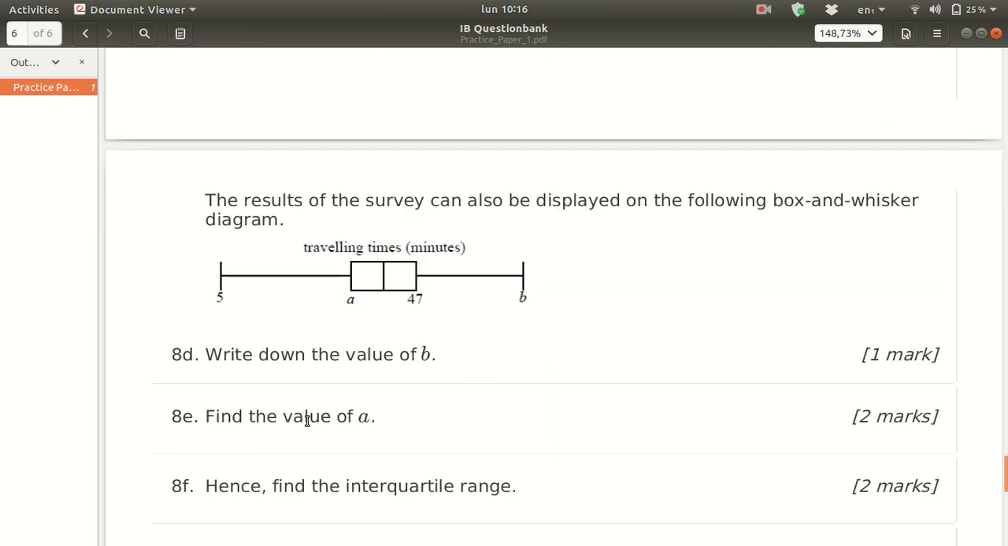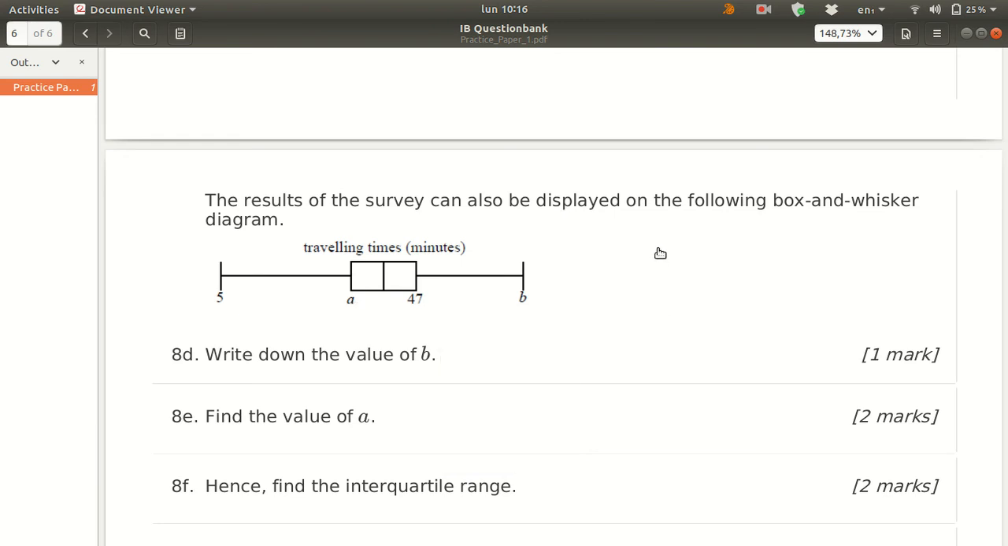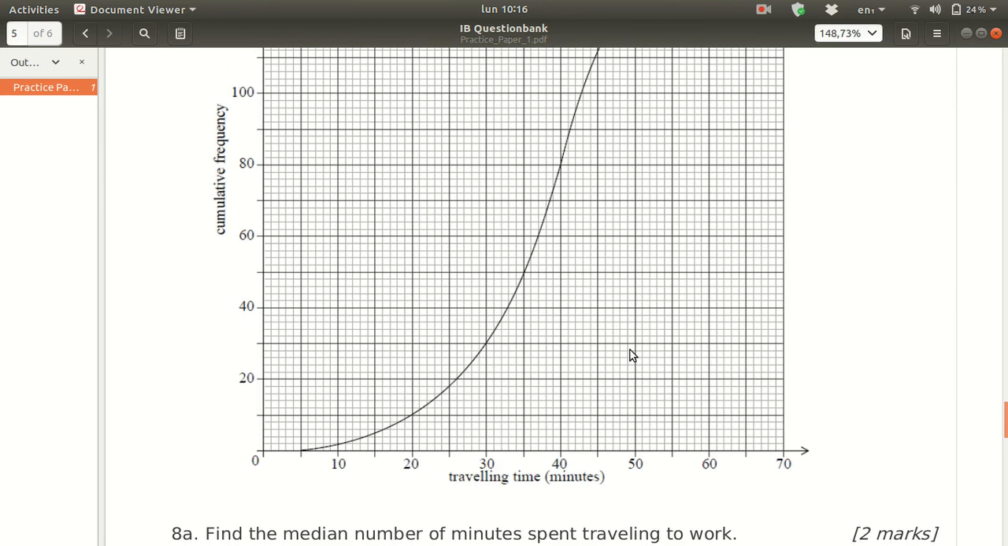Find the value of A. So A is quartile 1, which is 25%. Again, the total is 160 employees. 25% would be 1/4. So the 40th employee, that's what I'm looking for. Where is the 40th employee?